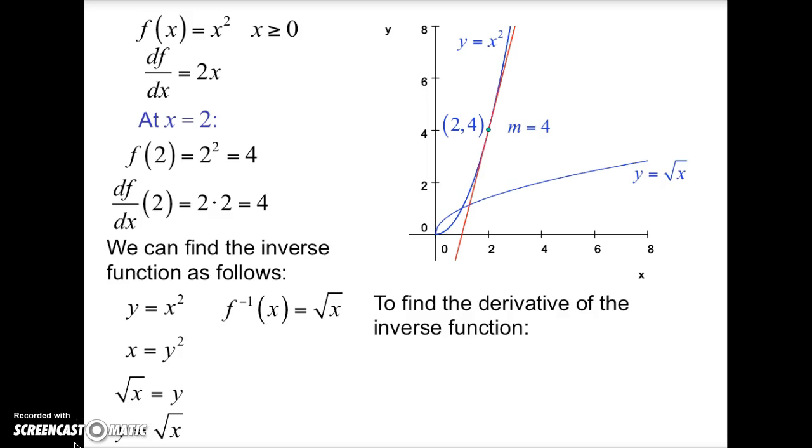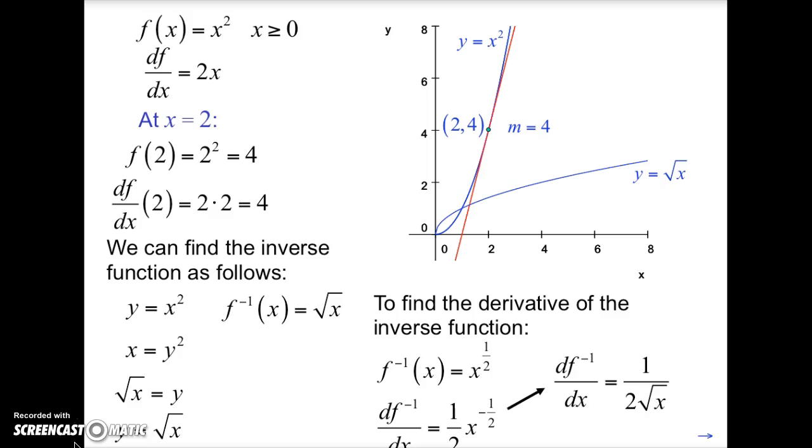To find the derivative of square root of x, I would think of that as x to the 1/2 power. I'd use the power rule, so the 1/2 would come to the front, and my new exponent would be negative 1/2. So f inverse is x to the 1/2. The derivative of f inverse is 1/2 x to the negative 1/2, which we could rewrite using radicals instead of exponents that are fractions. You could write 1/2 square root of x. They mean the same thing.